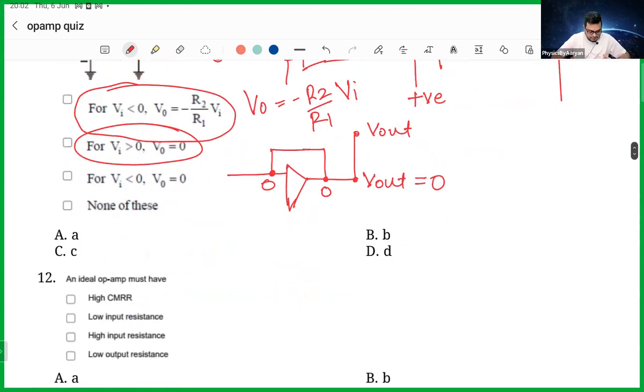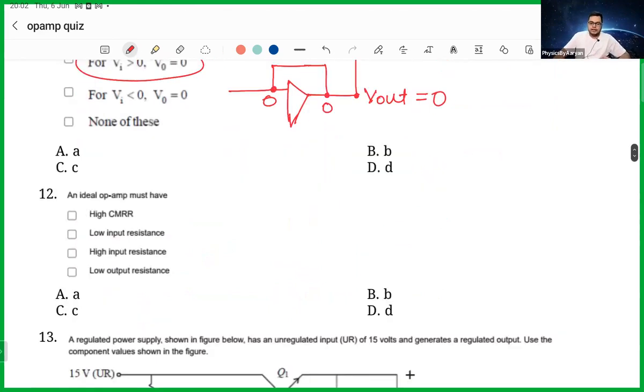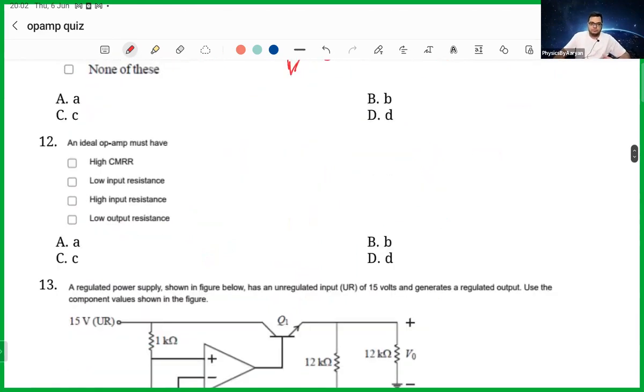Then this is a fact-based question: what should an ideal diode amplifier have? It should have high CMRR. I will send you one video for CMRR that will explain what CMRR is. You can just watch that video. It's a very nice video by Ideal Electronics, something like that YouTube channel. You should watch that CMRR thing.